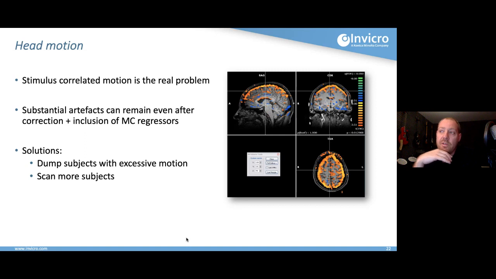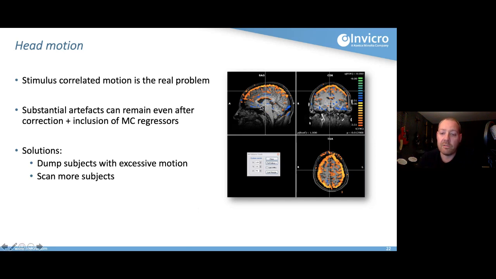So this is motion that's associated with your task paradigm. If people are moving randomly, well, it's not great because it's just adding more noise, but there are ways around that. If you have noisy data, you can just scan more subjects. If subjects are moving in time with your experimental task or your stimulus, that's much harder to remove the effects of that noise.